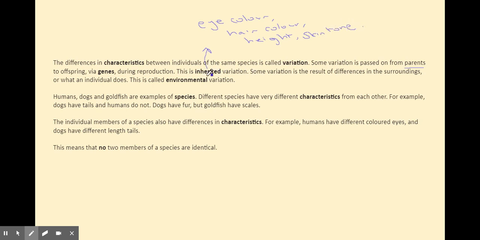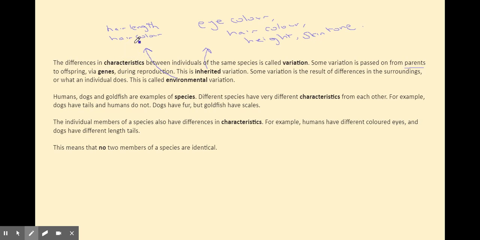Okay, so that's what's called inherited variation, and some is what's known as environmental variation. So variation that changes because of our environment. So, for example, hair length. I can go home and I can cut my hair to different lengths. Hair color as well can also be an environmental variation, because it's something that we could do.